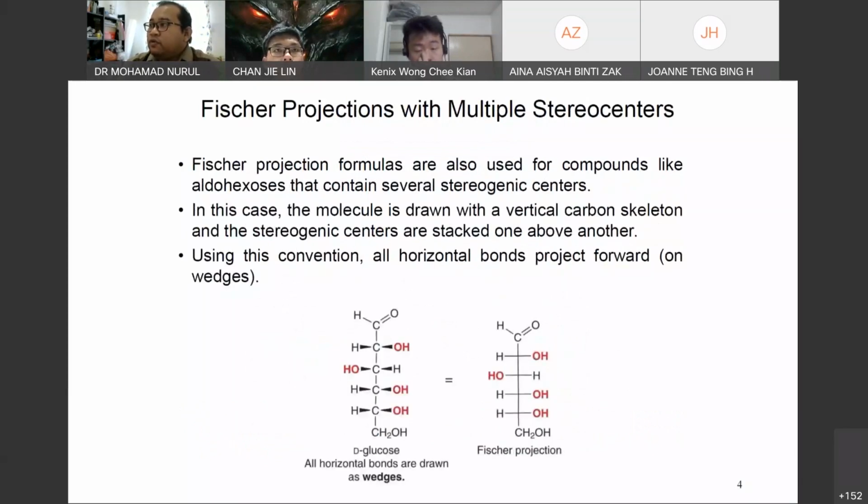Fischer projections with multiple stereogenic centers. Fischer projection formulas are also used for compounds like aldohexoses, the previous structures, that contain several stereogenic centers. In this case, the molecule is drawn with a vertical carbon skeleton, and the stereogenic centers are stacked one above another. Using these conventions, all horizontal bonds project forwards, on wedges. This is the horizontal part, and we will represent it like this.